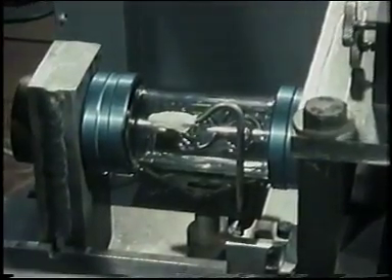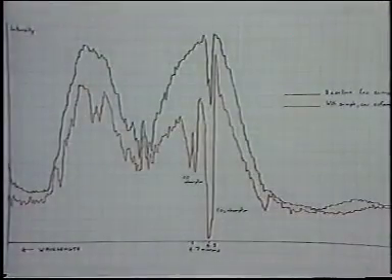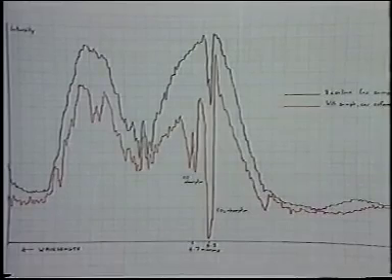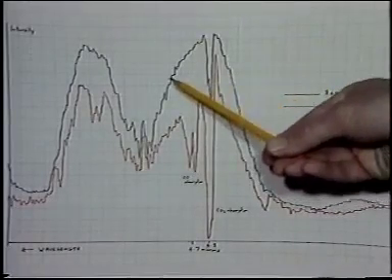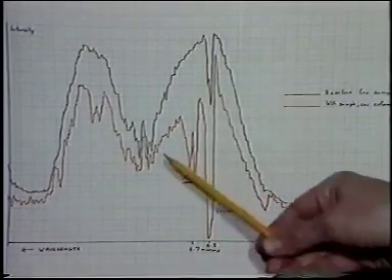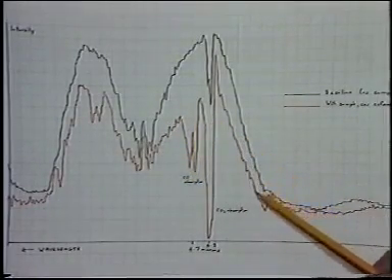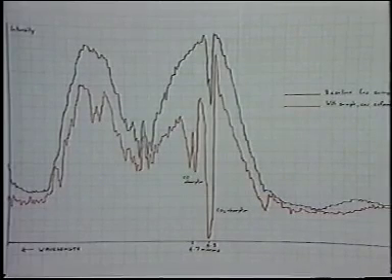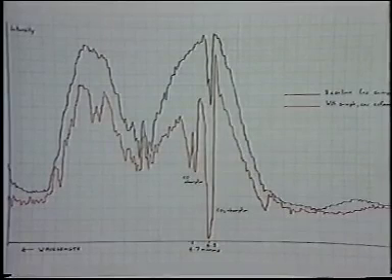Here's a typical set of results that they've obtained in this laboratory. The black curve, the upper curve, was obtained without any sample present. The lower red curve had the sample present. Quite clearly, there are differences between the two curves. But it's a little bit hard to be quite certain what these differences are.